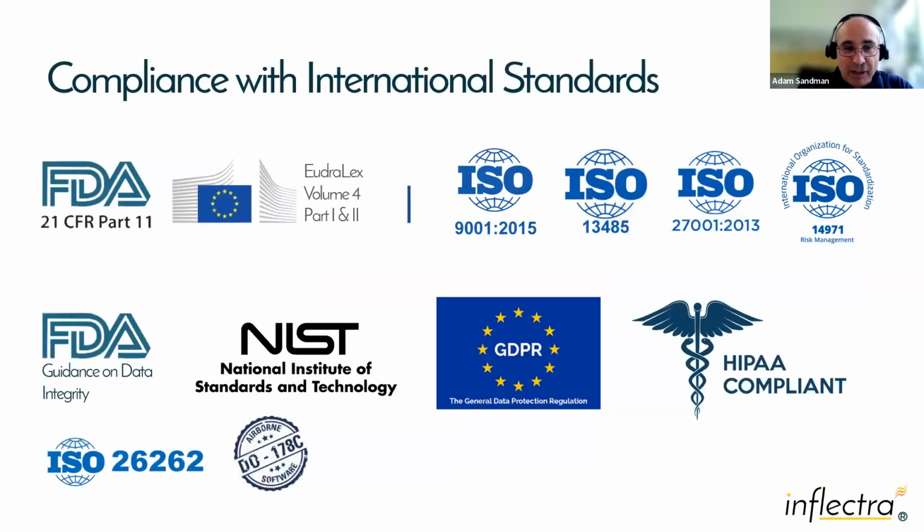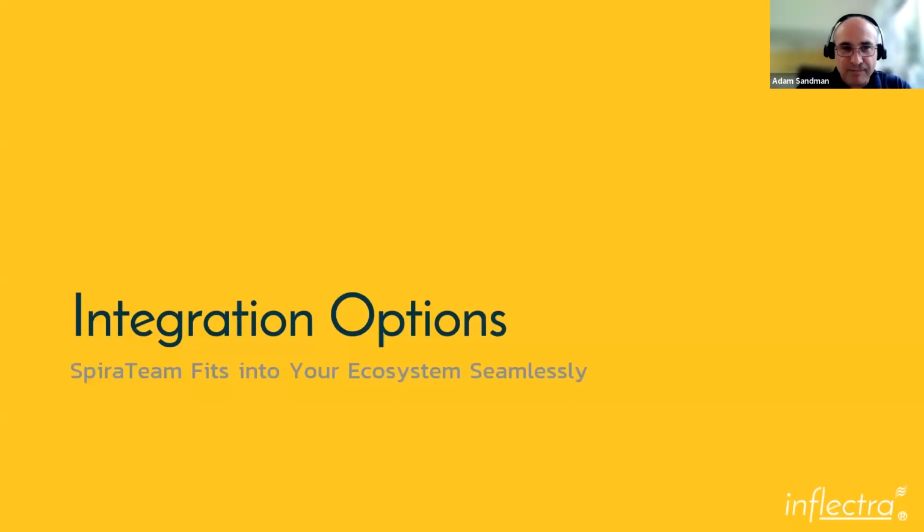Spira does streamline complying with various standards: FDA Part 11 for bio, the various ISO standards that cross industries, the ISO standard for risk management, the ISO standard for automotive, which is 26262, the airborne software standard for building onboard IT systems, DO-178C, as well as the more general GDPR and NIST standards for security and privacy. So again, when you use SpiraTeam, we do have you covered for all of the compliance needs in the organization.